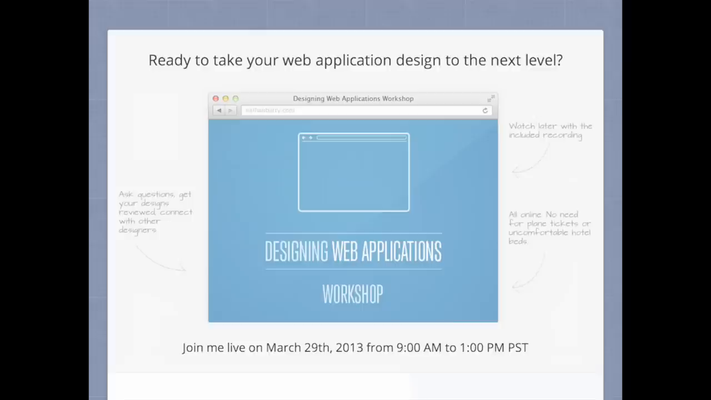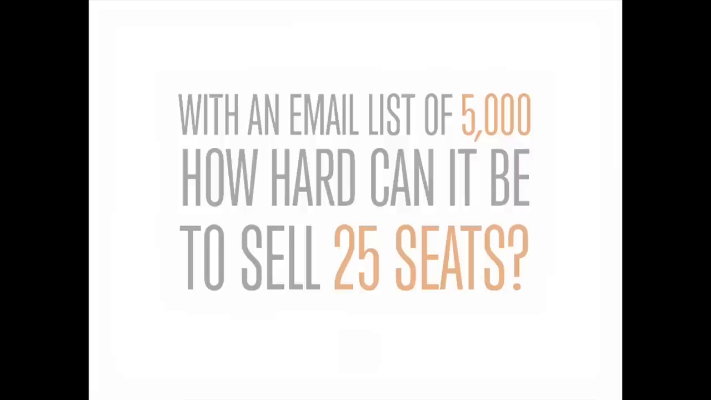And my basic thought was that I was going to sell it to people who had already bought the design books. It'd be an easy way to teach them more, and also to make a decent amount of more revenue. My exact thought was, with an email list of 5,000 designers, how hard can it be to sell 25 seats? I only have to convert, you know, whatever percentage. I was thinking this was going to be really, really easy.